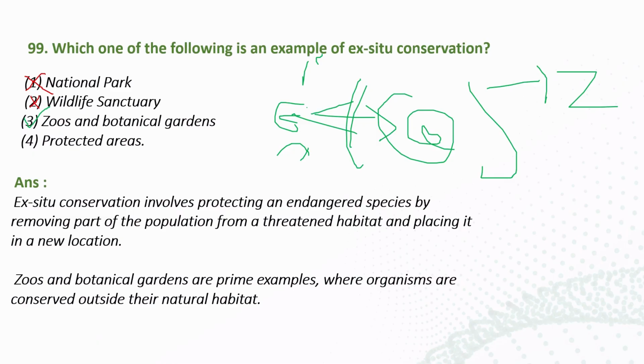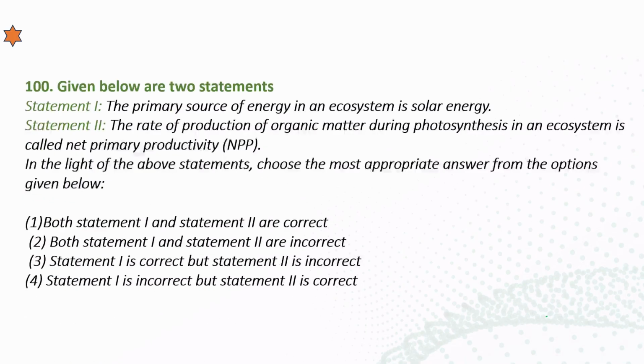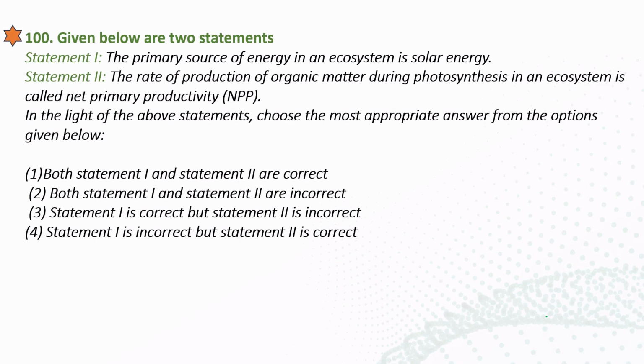And protected areas, obviously protected areas are also not for the ex situ like endangered species. Okay, so here zoos and botanical gardens are the best places for ex situ conservation. Okay, next question. This is also we have covered. And we'll move on to the next question. This is also we have explained in our ecology and PYQs. That's why given the star mark.